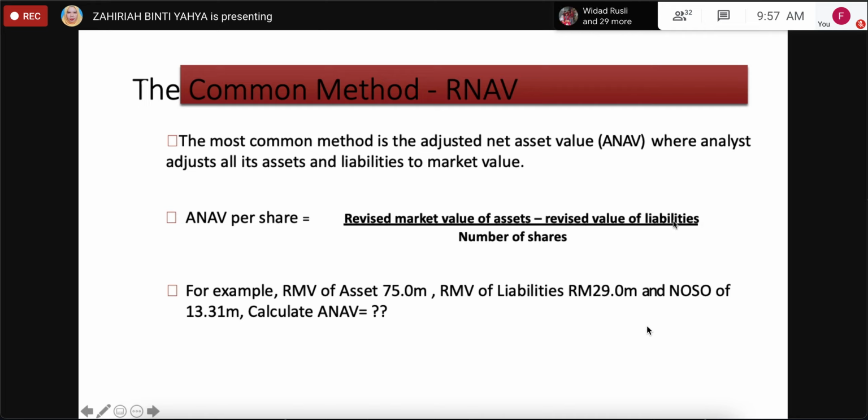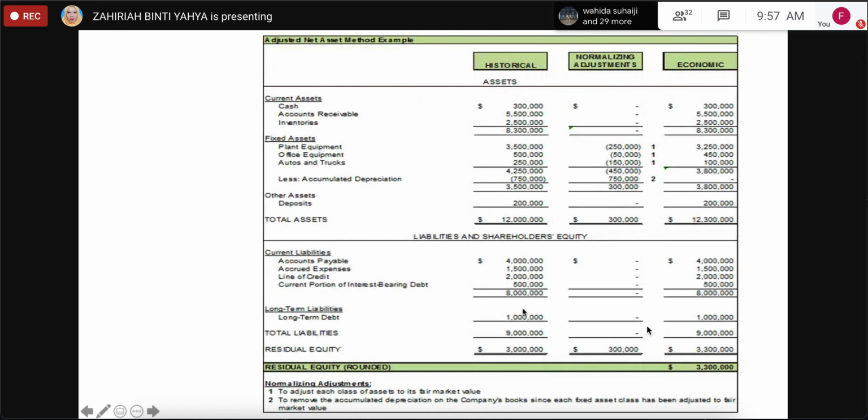Contohnya buangkan macam Syira tadi, buangkan 50,000 Syira yang akan jadi bad debts tadi, ya. So and then baru you divide with number of shares, ya. Okay. So ini contoh ya. You boleh kira, just use this formula. Okay. So this is some example on adjusted net asset method.